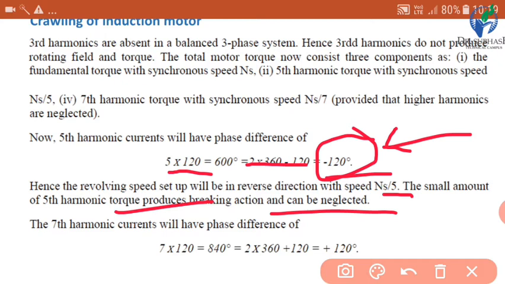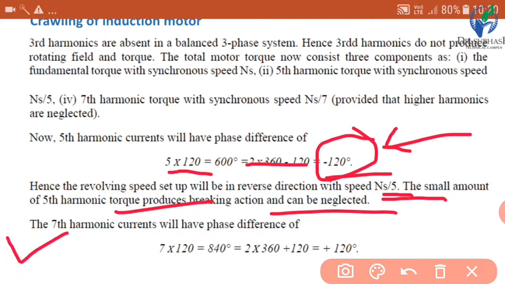Due to this reverse direction, obviously there is a braking action, because the actual speed is in the clockwise direction, and due to this fifth harmonic, the speed ns by 5 will be in the reverse direction. So some amount of speed will decrease due to this, and this can be considered as a braking action. And because of this small amount, we can neglect it.